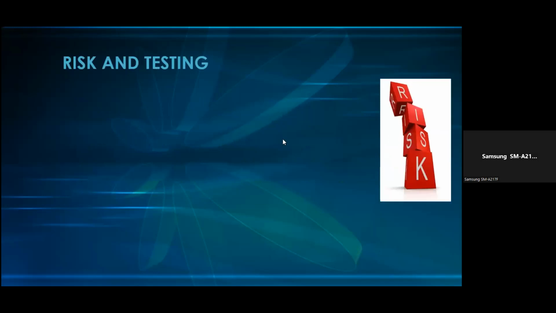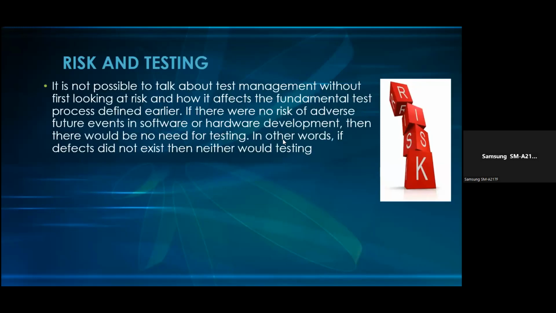Risk testing. So it's two words. When you're testing, you're checking the risk. So it is not possible to talk about test management without first looking at risk and how it affects the fundamental test process defined earlier. You can see that's why I said our fundamental test process is key. All of that background is key while we are doing it.